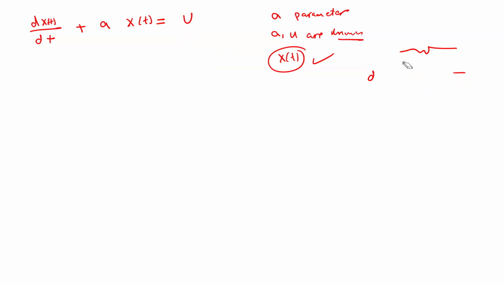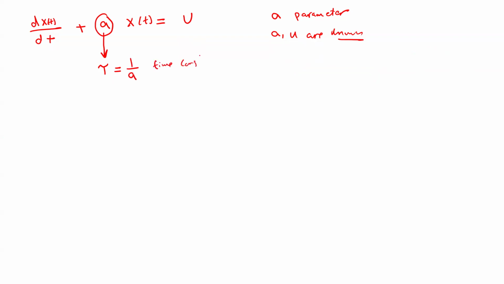One more thing I want to explain here is about parameter A. I'm going to make a definition. We have something we call tau. Tau actually is 1 over A, and we call it the time constant. So I can rewrite this equation, and instead of writing A, I can write 1 over tau. It's just a definition: 1 over A, I'm going to call it tau, the time constant.